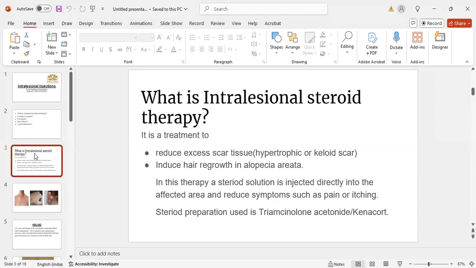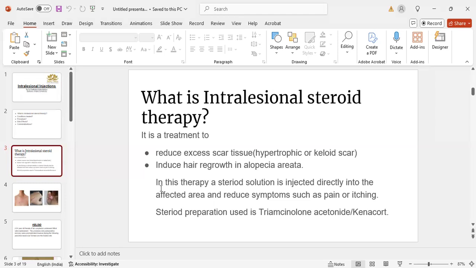So what is the mechanism of action of Kenacort? Anybody? How does it reduce scar, how does it induce hair growth? What happens when we give a Kenacort injection? Triamcinolone will dissolve the fibrous cells or... Okay, let me tell you. Kenacort binds to the glucocorticoid receptors on the cells. So that ultimately reduces inflammation and reduces collagen synthesis. So it works in keloid scars.